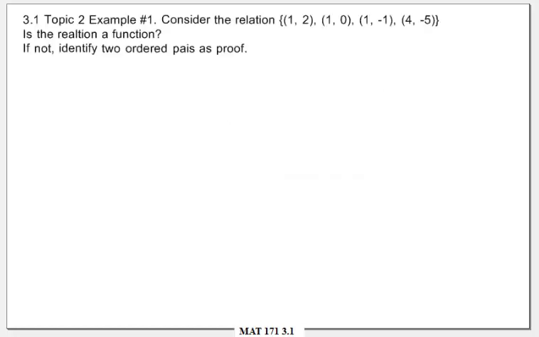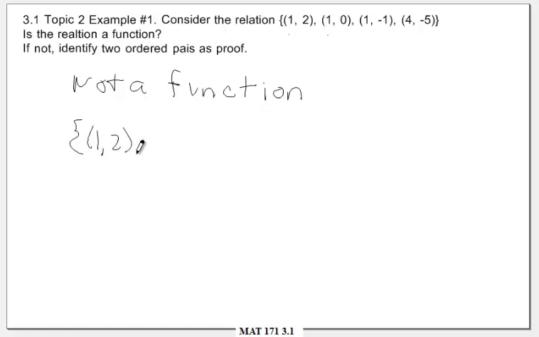So our first example in topic 2, consider the relation (1, 2), (1, 0), (1, -1), and (4, -5). Is the relation a function, and if not, identify two ordered pairs as proof. In this case you can see that it is not a function because our x's are repeating. We've got this 1 over and over again. So the relation is not a function. To prove that, we can pick any two that have the same x, so we have the ordered pair (1, 2) and the ordered pair (1, 0).